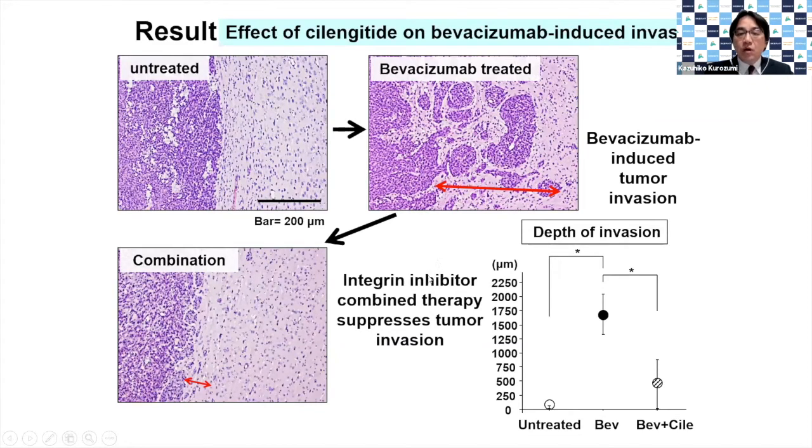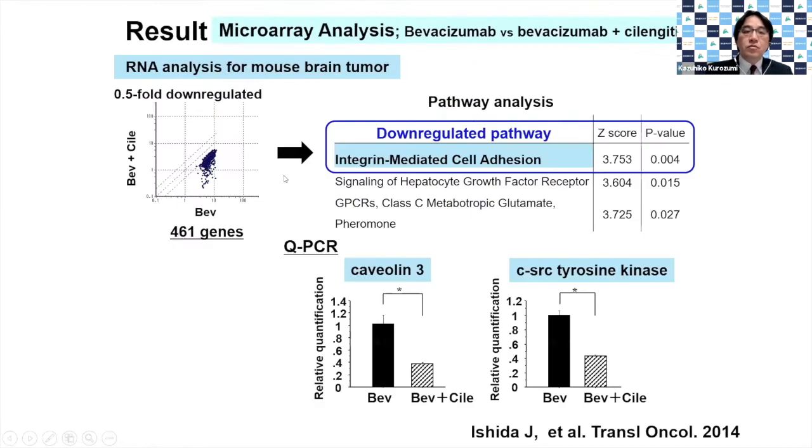Then we tried to use an integrin inhibitor, cilengitide, since cilengitide could suppress tumor invasion like this. Then we also did microRNA analysis. The very interesting thing is that the integrin-mediated cell adhesion pathway was downregulated in this combination treatment.